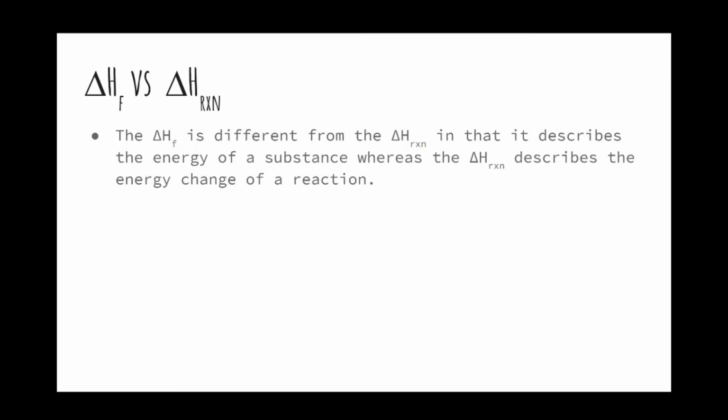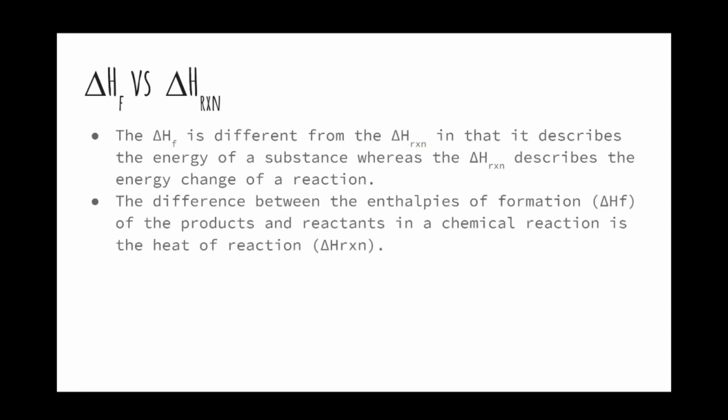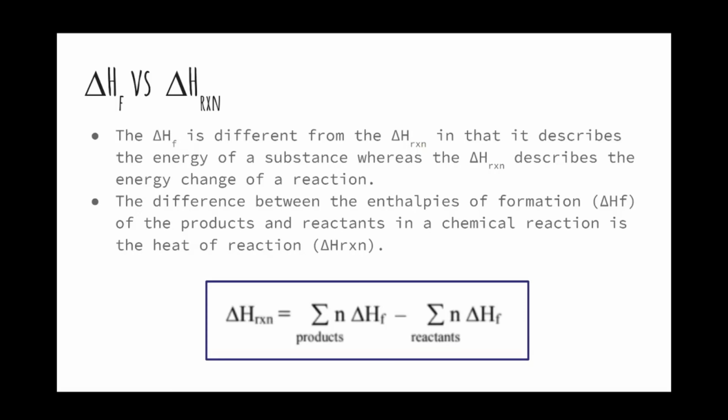So how much energy is associated with a singular substance like carbon dioxide, versus maybe the reaction of carbon dioxide with something else. We have two different ideas, but we can use our delta H of formations to calculate our delta H of reactions. We can use this equation, where the delta H of reaction is calculated by taking the sum of the delta H of formation of all our products and subtracting the sum of the delta H of formation of all the reactants. I'll show you an example next.